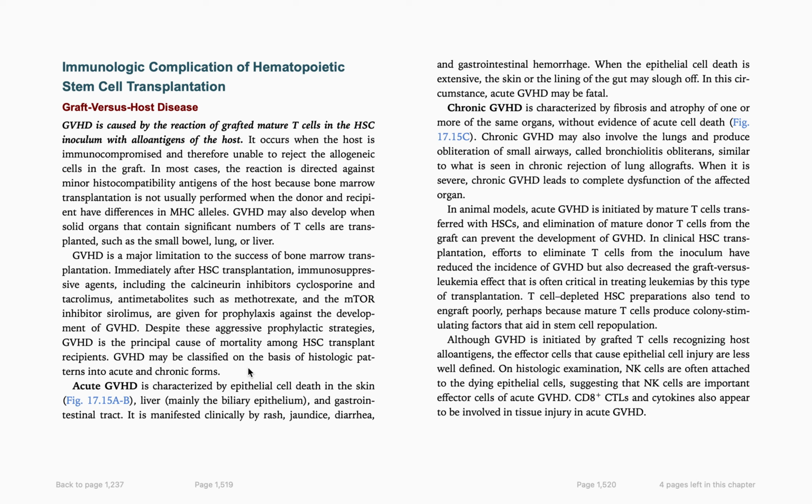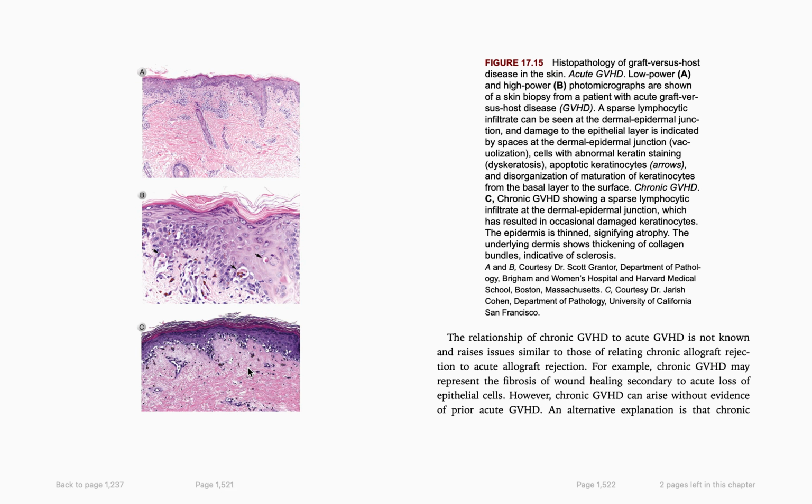Although GVHD is initiated by grafted T cells recognizing host antigens, the effector cells that cause epithelial cell injury are less well defined. On histological examination, natural killer cells are often attached to dying epithelial cells, suggesting that natural killer cells are important effector cells of acute GVHD. CD8 T cells, cytotoxic T cells, and cytokines also appear to be involved in tissue injury in acute GVHD. You will see the diagram, histological diagram.